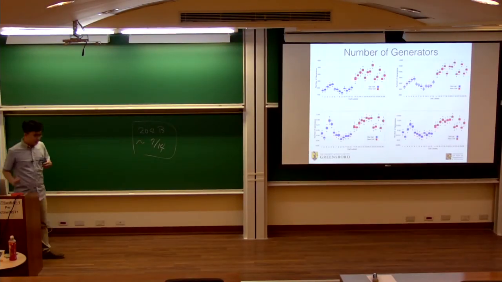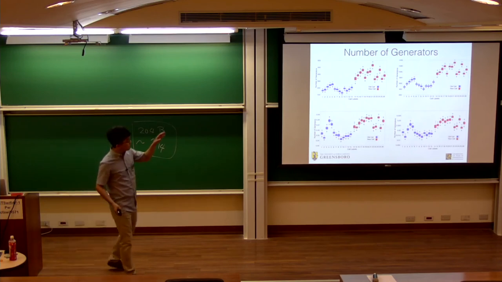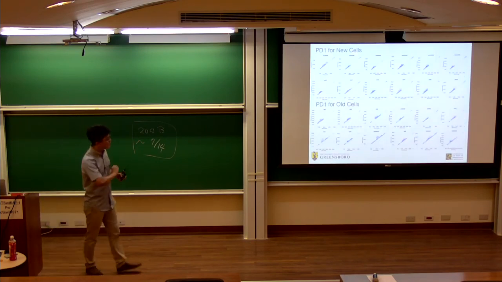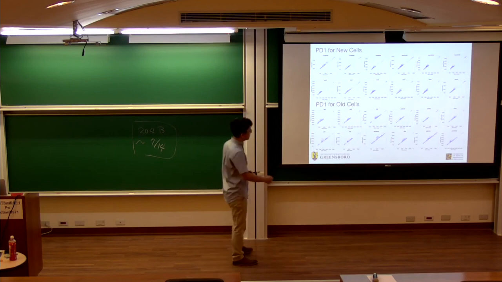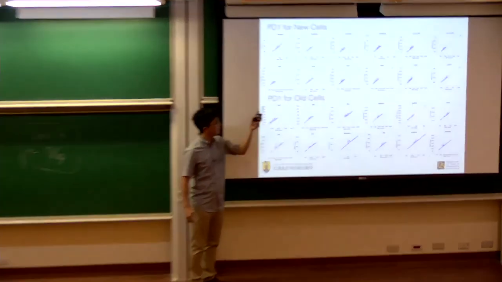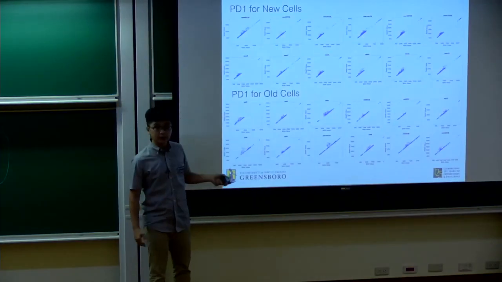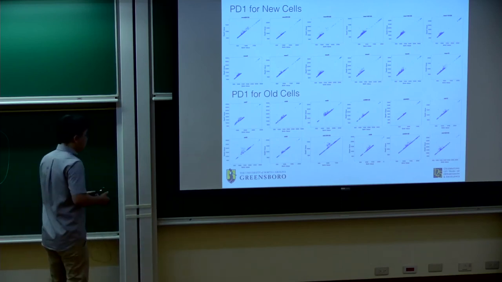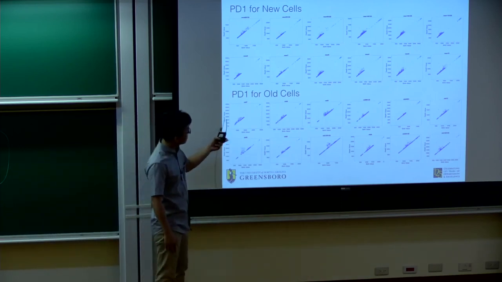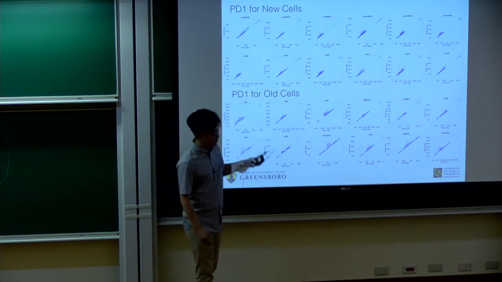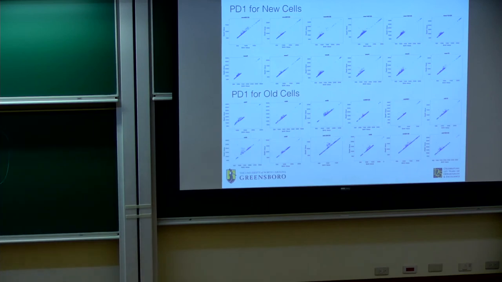Now, the next thing we discover is the number of generators. Let me remind you what the number of generators is. What I do so far is very, very simple statistics. The number of generators means the number of blue points in this diagram. In the second discovery, if I just look at the number of generators for each cell, for each frame, we see some differences.